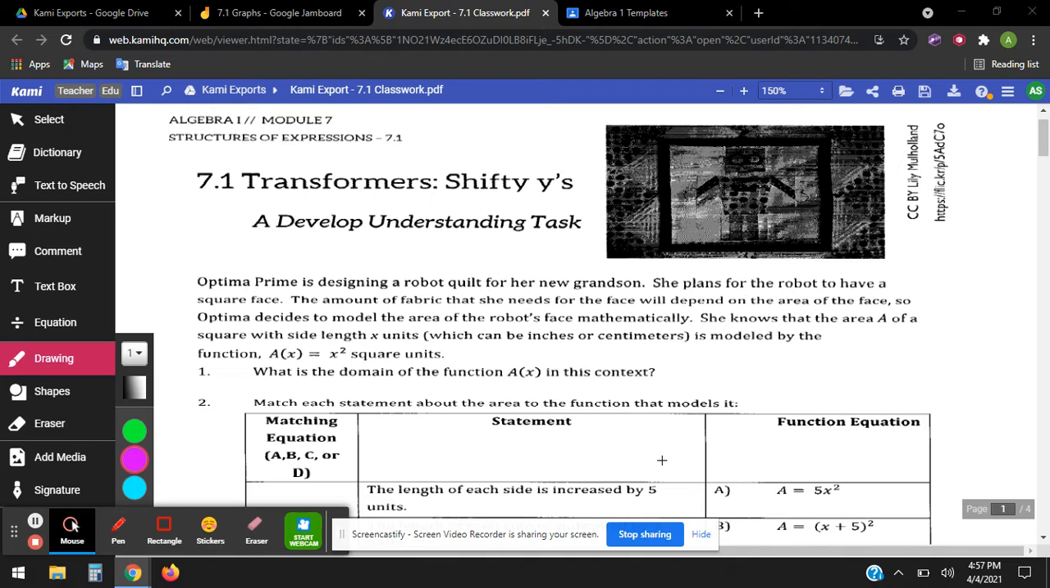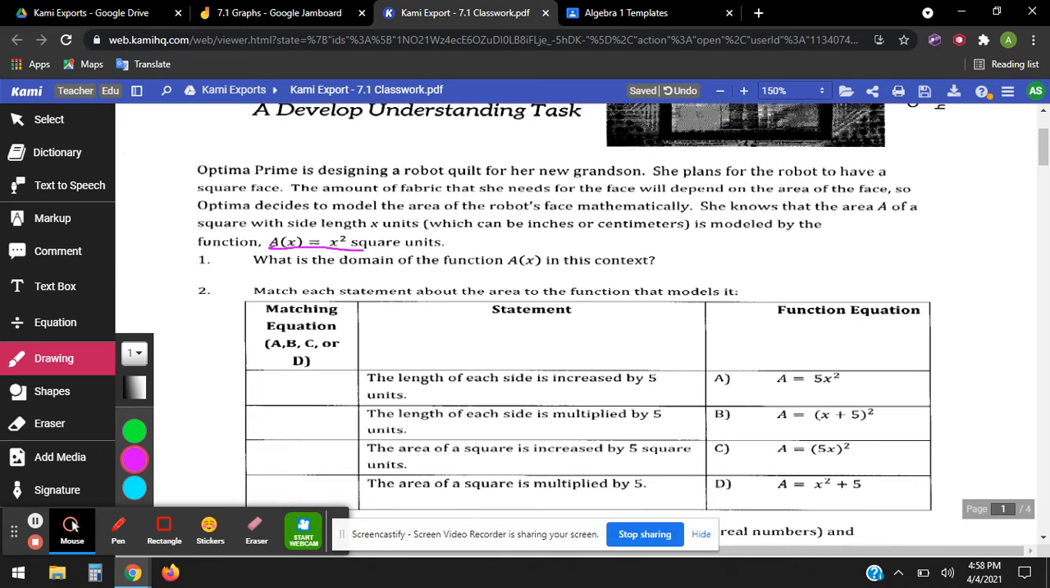So Optima Prime is designing a robot quilt for her new grandson. She plans for the robot to have a square face. The amount of fabric that she needs for the face will depend on the area of the face. So she decides to model the area of the robot's face mathematically. She knows that the area of a square with a side length x units, which we can make whatever we want to make at the time, is modeled by the function A of x equals x squared square units. So what is the domain of this function given this context?